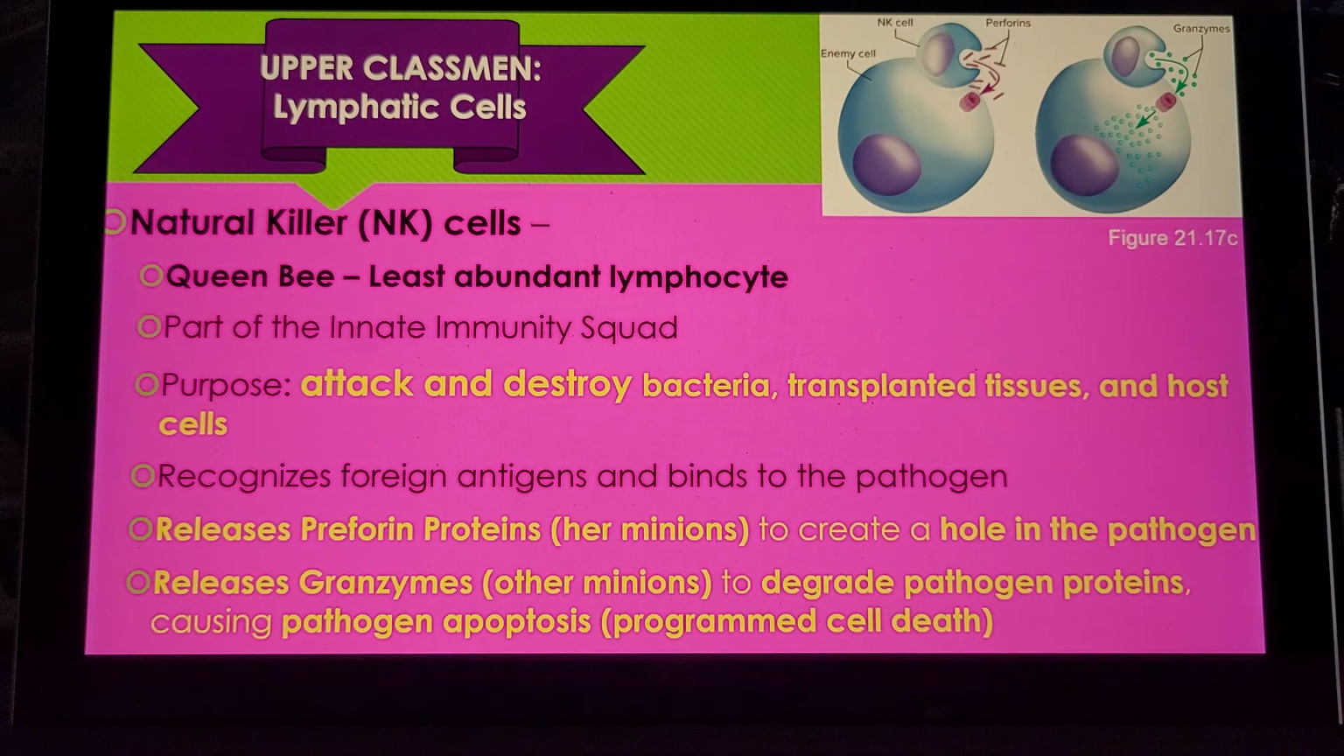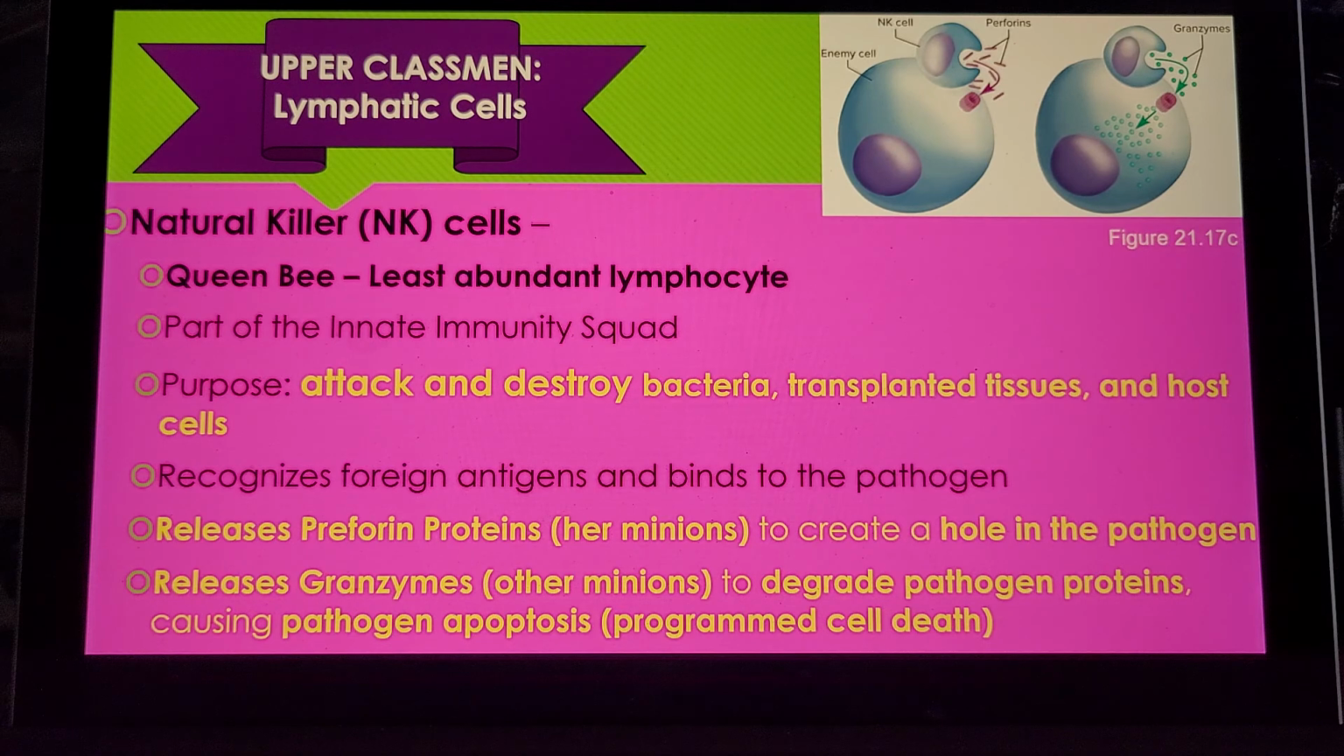So anything that's foreign in general, attack and destroy it. It could be bacteria, it could be a transplant tissue, it could also be host cells that have been infected by a virus. Once that cell becomes infected, it will alert the rest of the cells around it as well as your immune system, so your natural killer cells will also go against it.